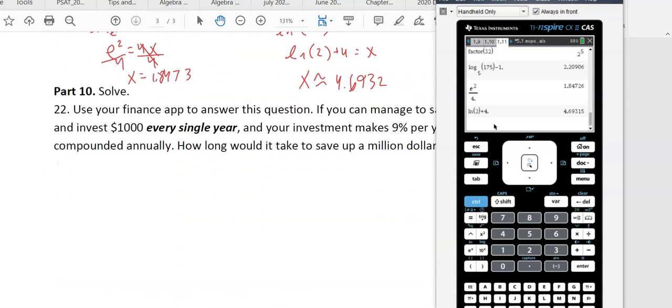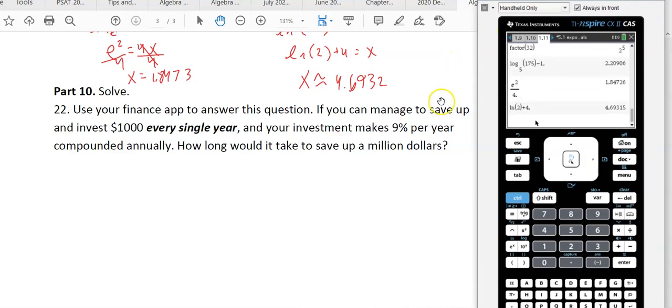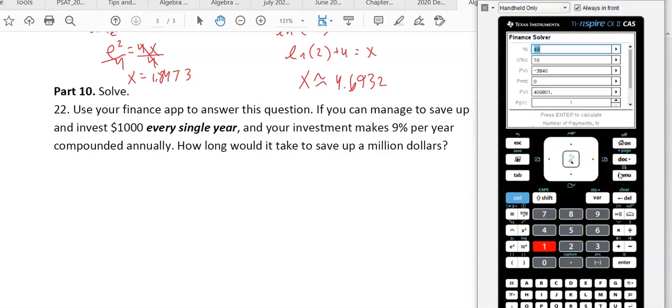To use your finance app, so we'll use this last question, right? So let's try to get this. So we use finance if we can manage to save up every single year. So finance app is menu 8.1, I think. Always start with percent. Enter it not as a decimal when you're using the app, so 9. This is always a hard question. Is it a one-time investment? If so, it might be present value. Is it a recurring investment that happens over and over again? Then it's a payment. Every single year you're investing $1,000. That is definitely not a present value.